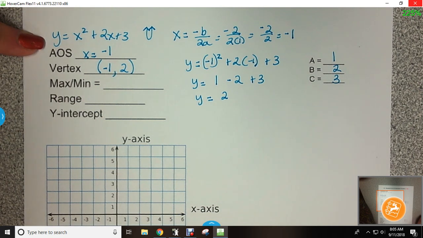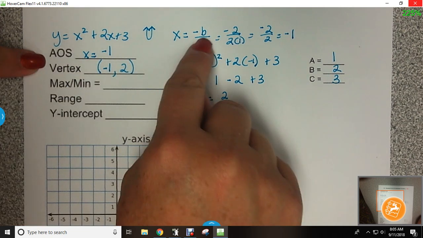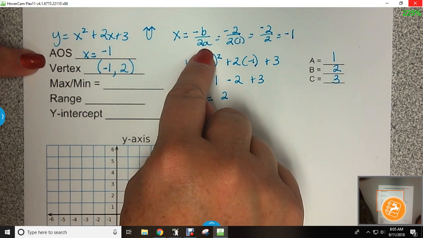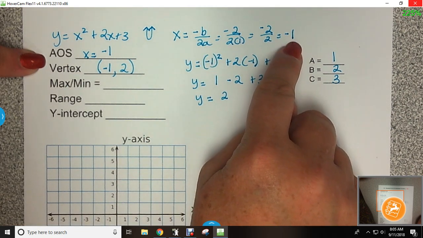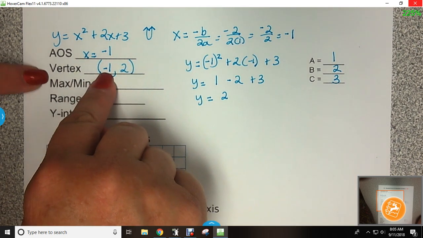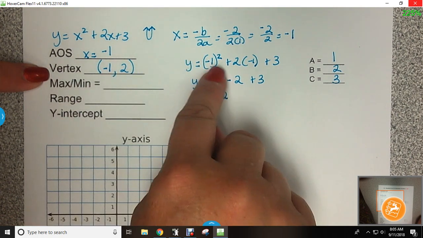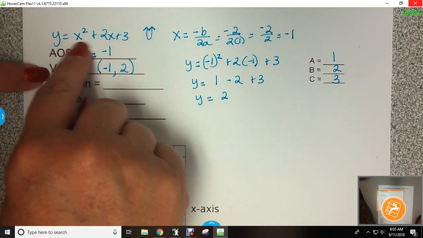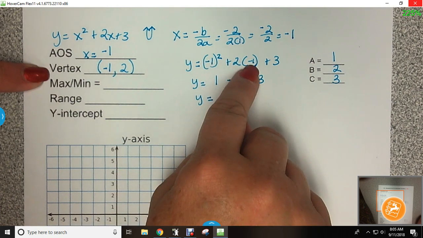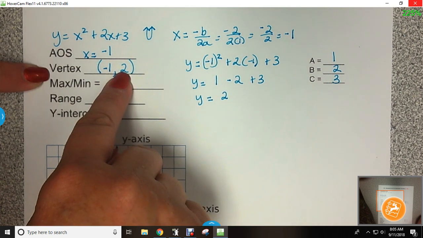Okay, so all I've done so far is I found the axis of symmetry by doing negative b over 2a, plugged it in and simplified, so I get x equals negative 1. That's also the x part of my vertex. Then I take all of my x's in this equation, substitute negative 1 for them and simplify it to get the y part of my vertex.